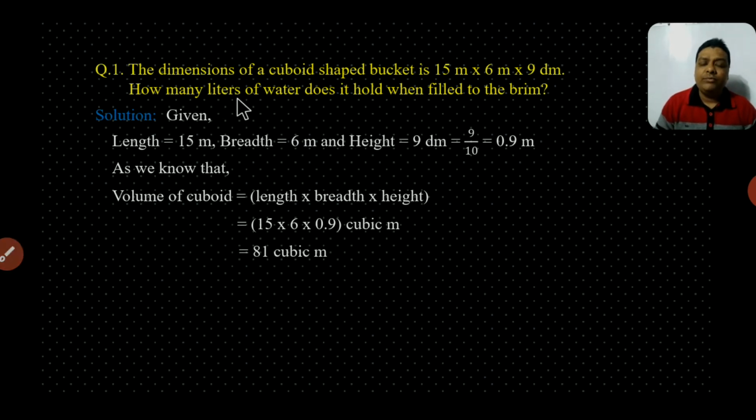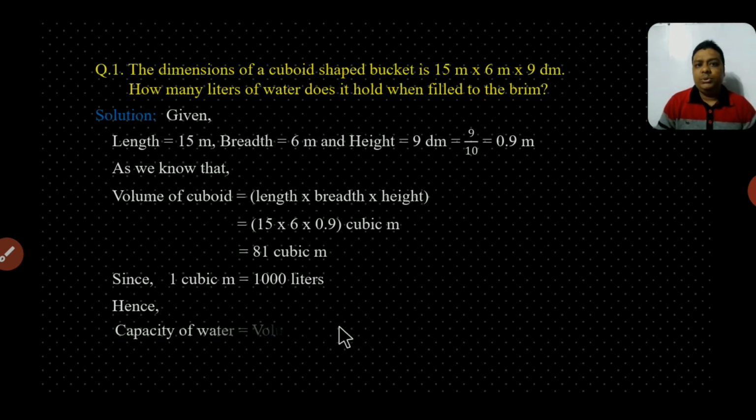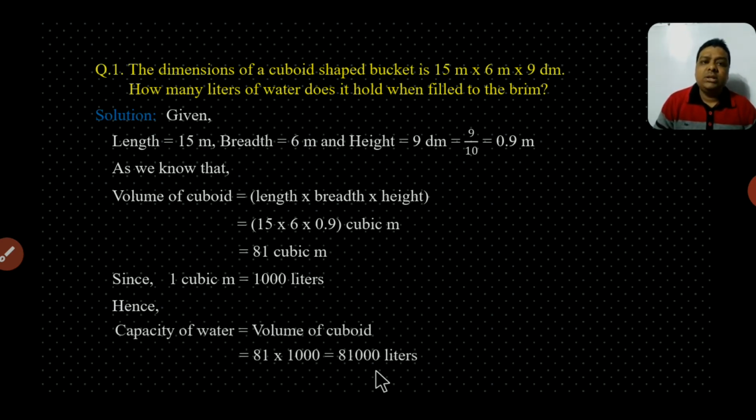But here we have to find the value in liters. Okay, dear. So we know that 1 cubic meter is equal to 1000 liters. So we will multiply this into liter. 1000 liter. It means 81,000 liter. So this cuboid will contain 81,000 liters of water. Okay, students. So I hope that you all have understood. So let's move to the next question.